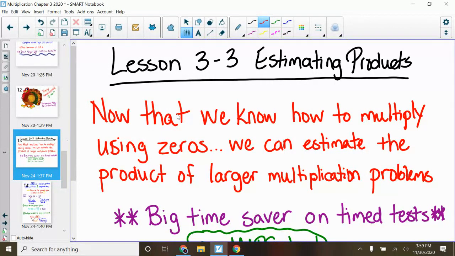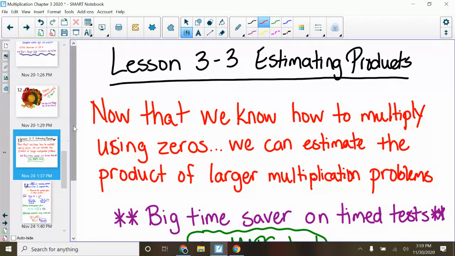So in your notes, what you should be doing right now, and you can pause the video if you need to, but you should be writing this stuff into your notes. So you want to title your notes today, lesson 3-3, estimating products. And you're going to tell yourself what's here in red is that we're going to use everything that we have learned about multiplying with zeros to help us estimate, which is get a good guess at what we think some of these larger multiplication problems will come out to be, okay?